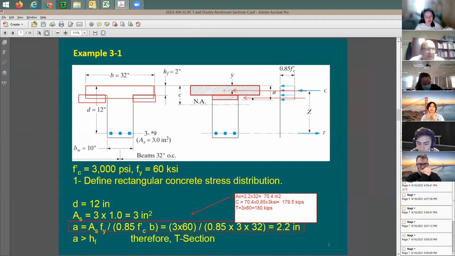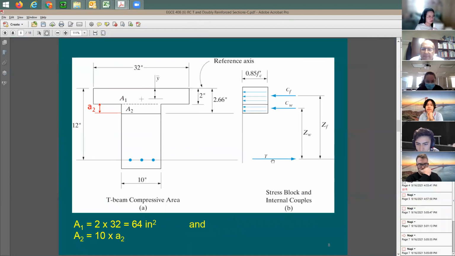So I said here, I'm going to do something very similar to it. I'm going to divide the compression force into 2 forces. So I said, okay, I'm going to say compression force number 1, I'm going to call it C sub F because it goes to the flange. The other one is going to be compression force in the web. So the first one goes here with this A1. And the second force here, compression in the web, it goes here from the second cross-section area.